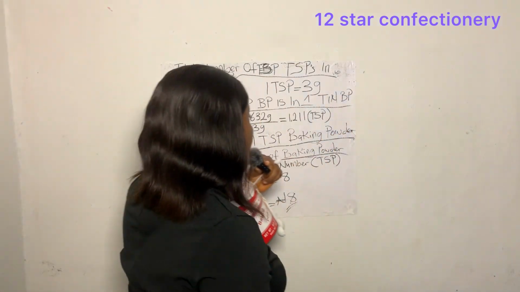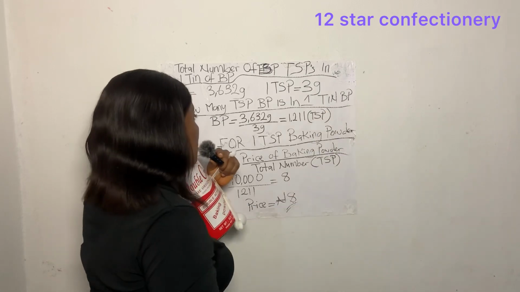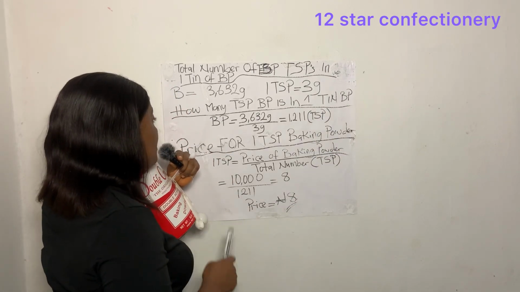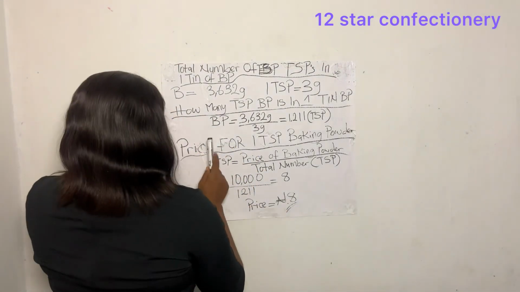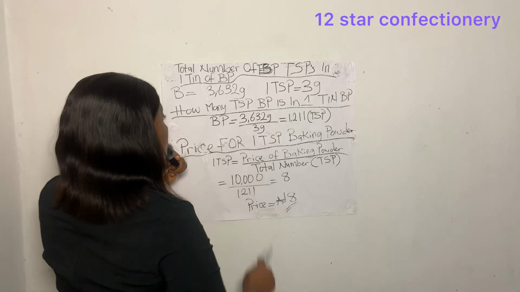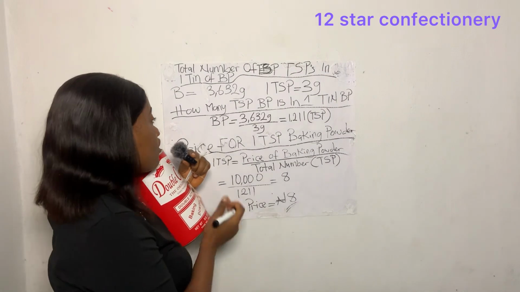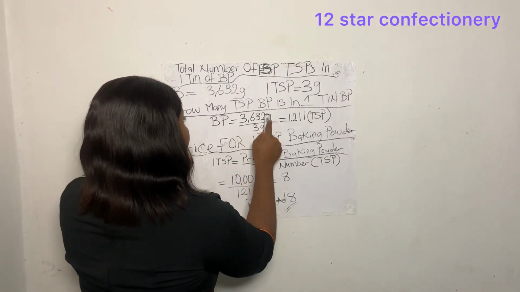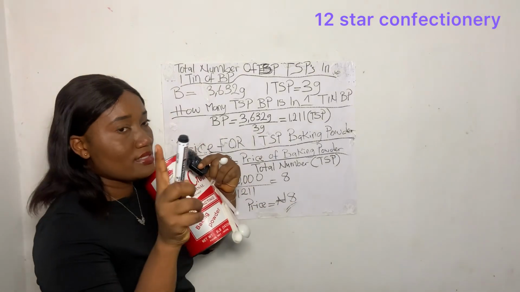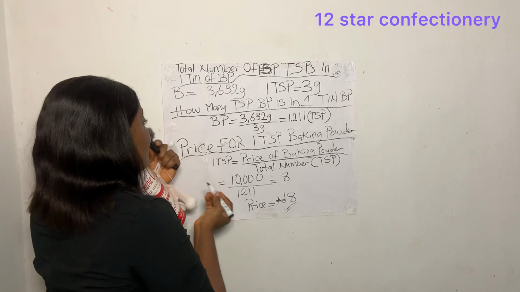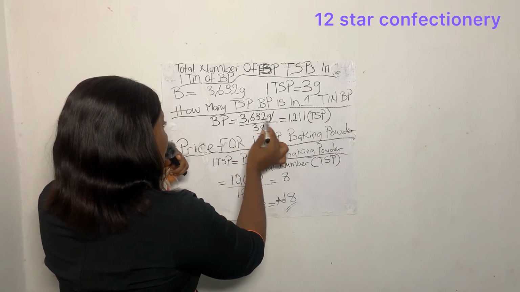But this one is 3,632 grams. So all you need to do is ask how many teaspoons of baking powder are in 1 tin. You simply say baking powder, BP, equal to the total grams. The total grams of baking powder here is 3,632, divided by 3 grams. This 3 grams is 1 teaspoon, so it is 3,632 over 3 grams. We all know that these grams will cancel out these grams, so it's remaining 3,632 over 3.